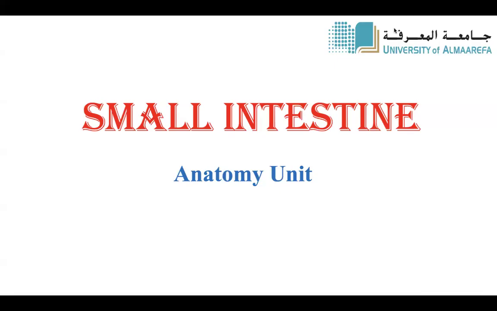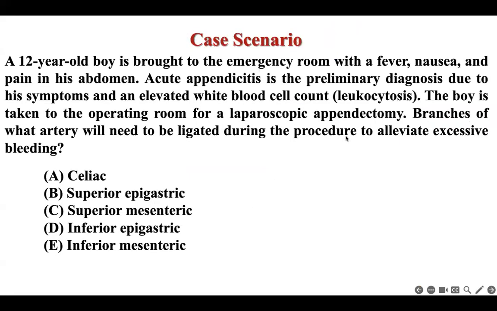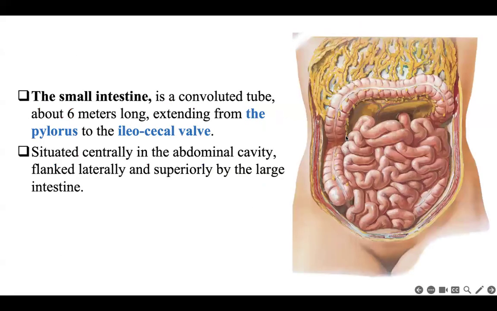Anatomy of the small intestine. The small intestine is like a tube, and this tube is convoluted, about 6 meters in length. It extends from the termination of the duodenum, or from the pylorus of the stomach, till the termination in the cecum.